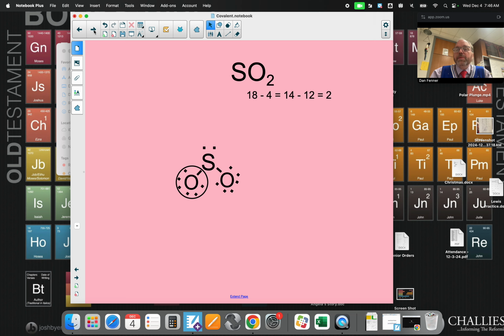Is my oxygen happy? Yes. Oxygen happy? Yes. Sulfur happy? Not so much. We don't have enough. What do? We double bond. So we take one of the pairs, move it to the bond.